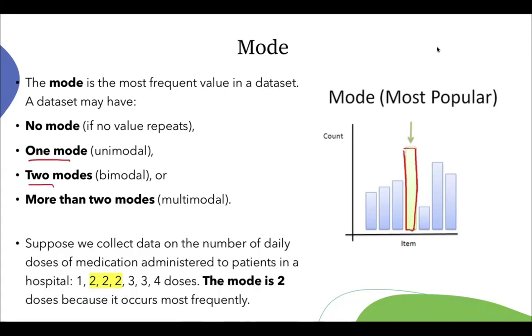So imagine that we look at a set of numbers that represent daily doses of medication administered to patients in a hospital. One dose, two doses, and these are per patient. So one patient had one dose, three patients had two doses of medication, two patients had three doses of medication, and one patient had four doses of medication. The mode, the number that appears most frequently there, is two. So two would be considered the mode in this case.